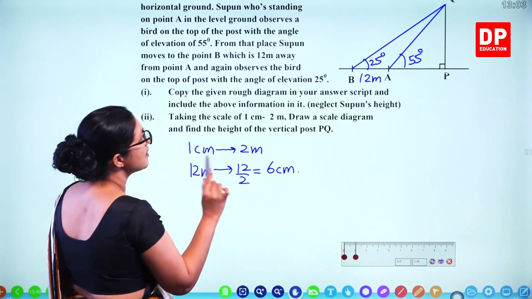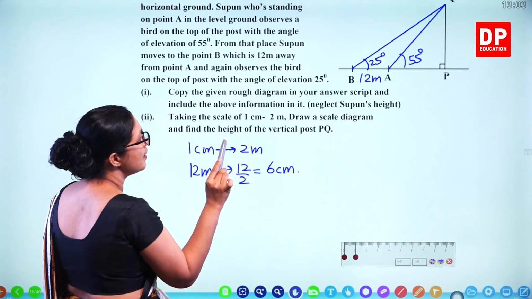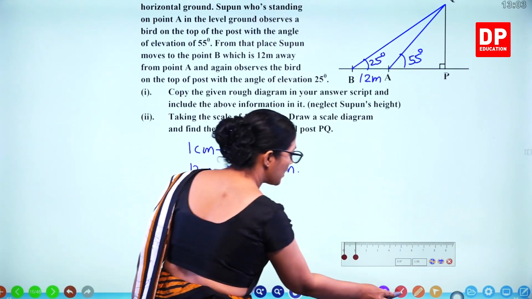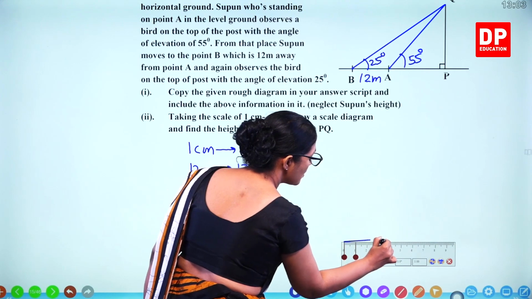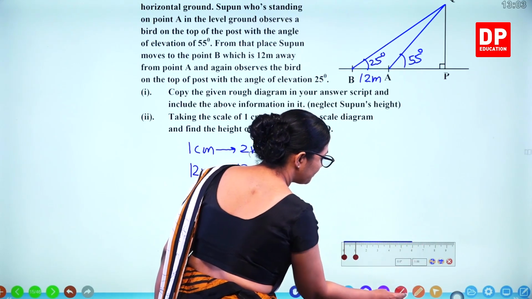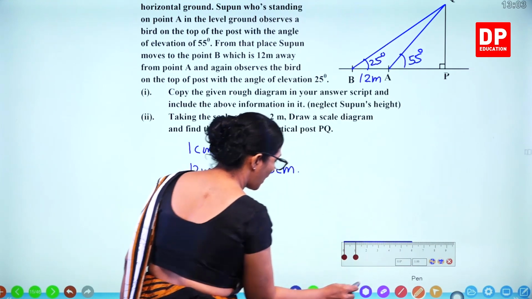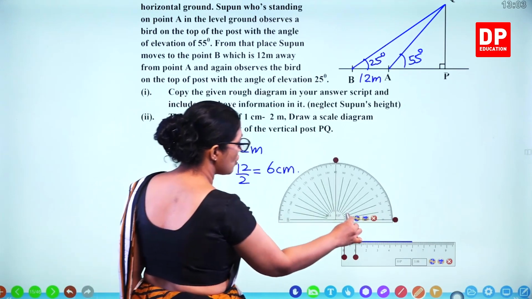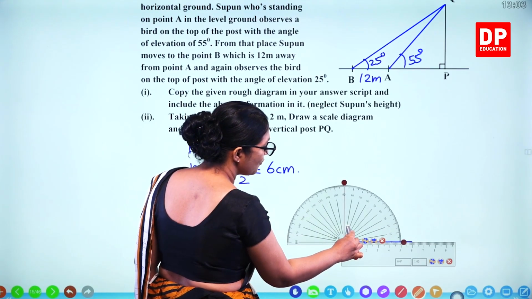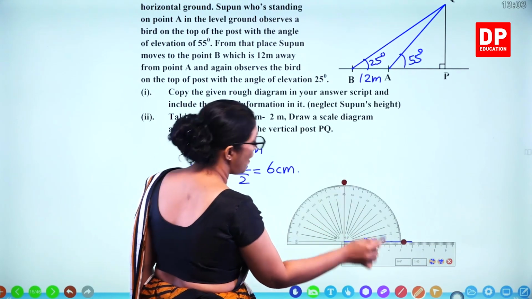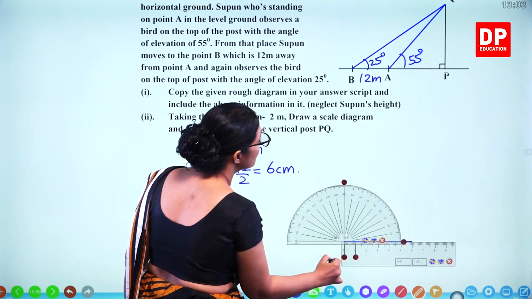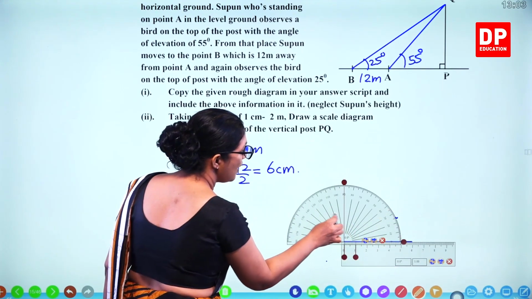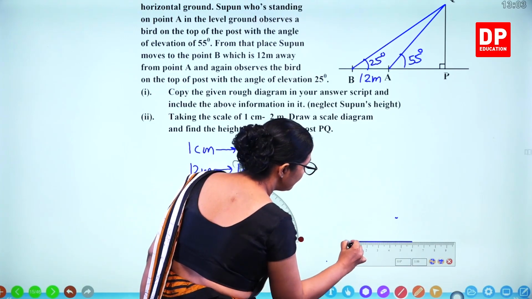So what's the length? B to A, 12 meters. That means 6 centimeters from here. And then you can use a protractor to measure 25 degrees from here. 25 from this point, 10, 20, 25. And then we can draw the line there.